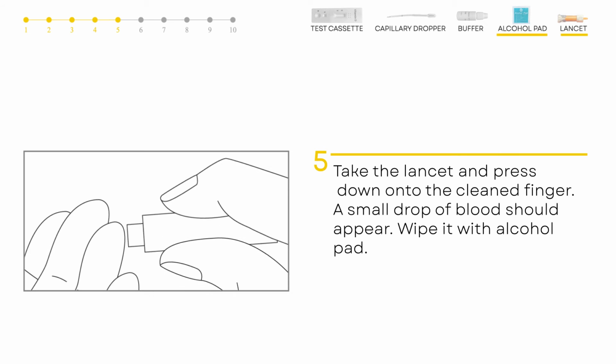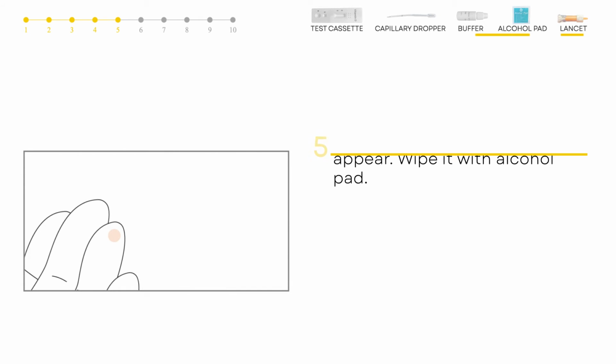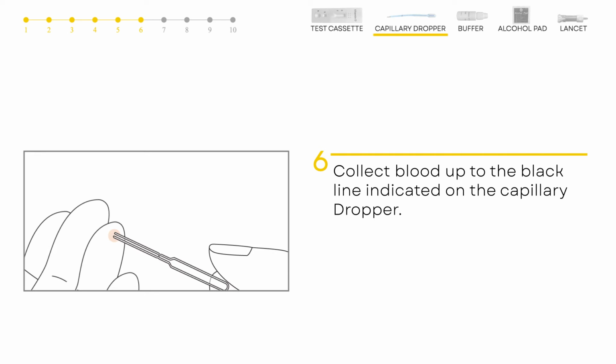Press the lancet down onto the cleaned finger. A small drop of blood should appear. Take a capillary dropper and without squeezing its bulb, place it in contact with the blood on the fingertip where it will absorb the blood. Collect blood up to the black line indicated on the capillary dropper. Massage your finger back and forth to obtain more blood if required.